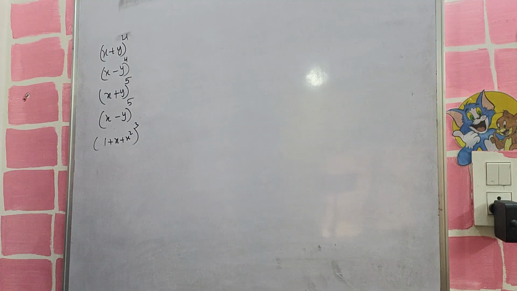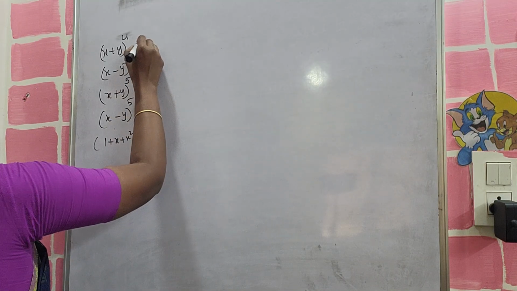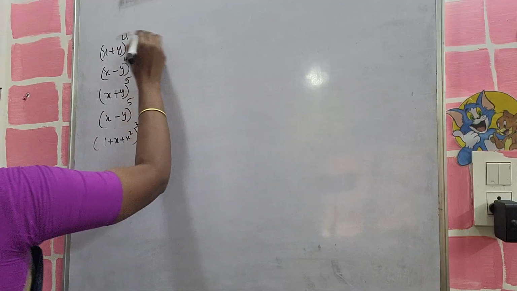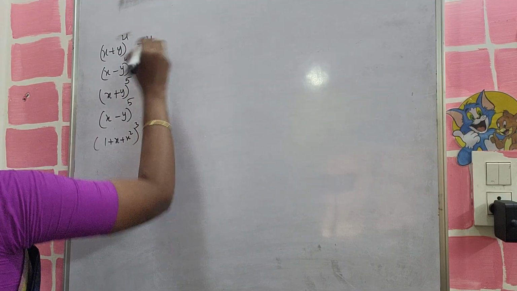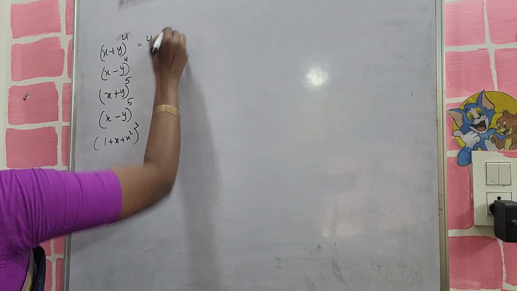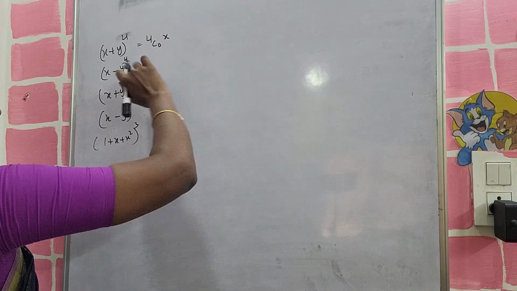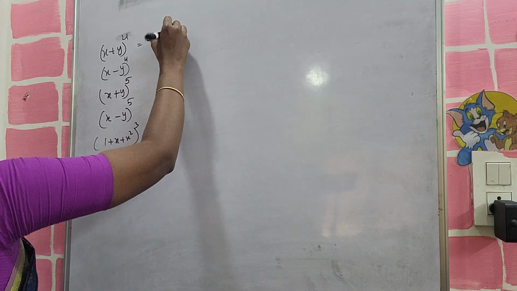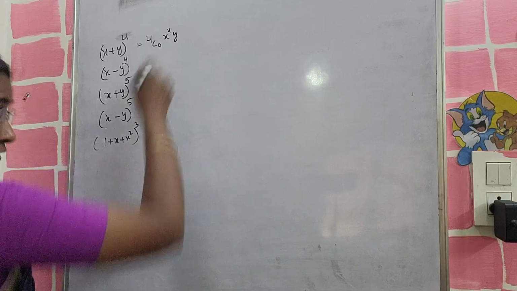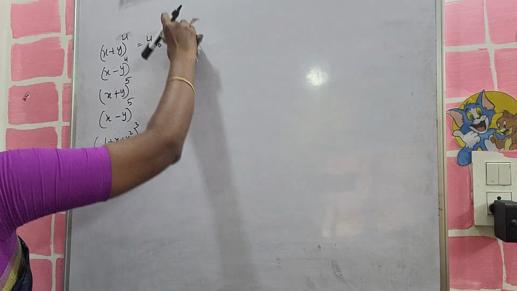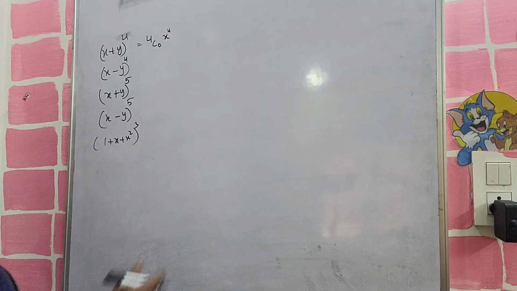We'll do these things. I think by the explanation you can easily do this, but just once we'll try with this. So here is 4c0 x power of 4, because 4 minus 0 is 4, and y power of 0. Shall I write it or remove it? I'm just leaving it off, since y power of 0 is 1.